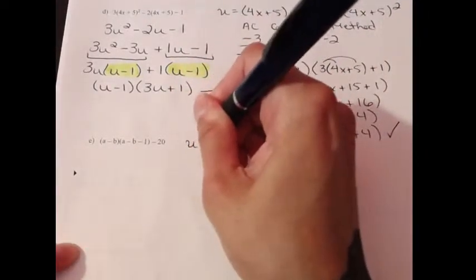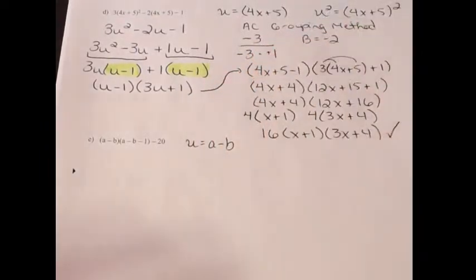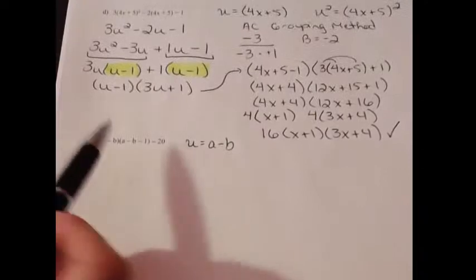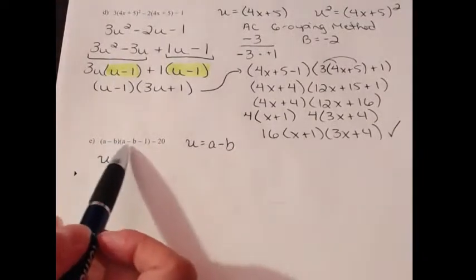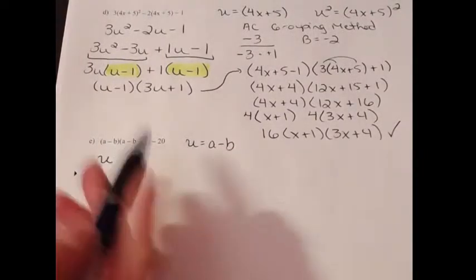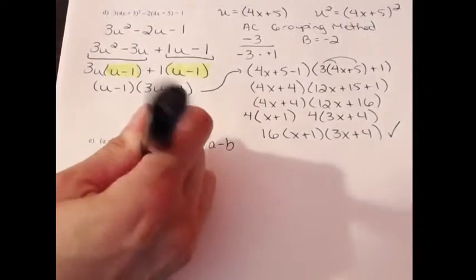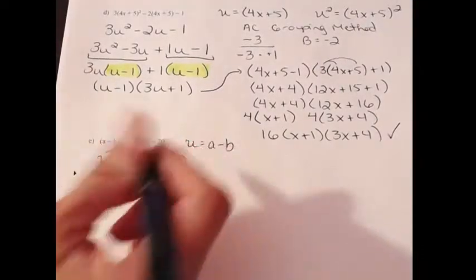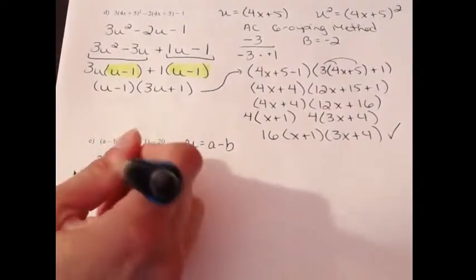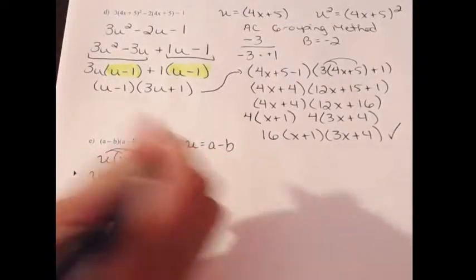What if I call u a minus b? Just like that. Let's see what we end up with. Okay, so a minus b is u. And then here I have a minus b again, which is u. Then we have a minus 1, so u minus 1. And then I have minus 20. Well, naturally, I'm not looking at a trinomial, I'm looking at a binomial. But naturally, I would say, maybe I should distribute and see what I get. Okay, so I'm going to distribute. And this gives me u squared minus 1u minus 20.